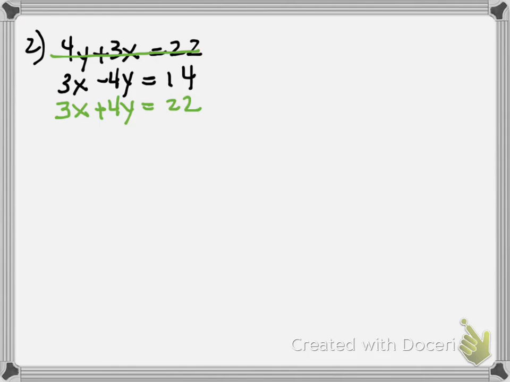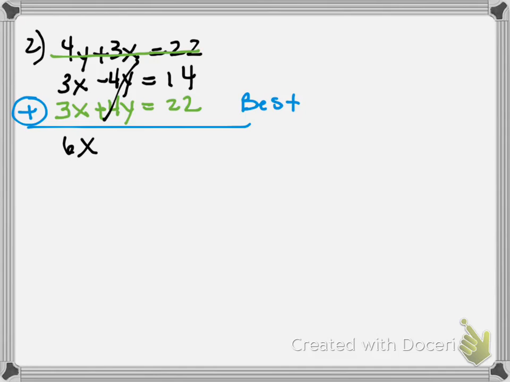Same variable, same coefficient, different signs. That's the best case scenario. So guess what? I don't need to do any alterations in terms of multiplying by a negative. This, again, is going to be my best case scenario with the y's. So when I add the two equations together, 3x plus 3x is 6x. The y's give me 0 because adding opposites always gives me 0.